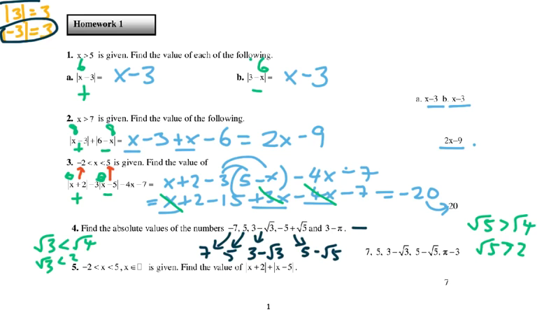And for 3 minus pi, I think we can agree that pi is about 3.14, so that's bigger than 3. If you subtract something bigger, that's going to be negative, so the pi will be positive, and 3 negative. And you can see those answers there.